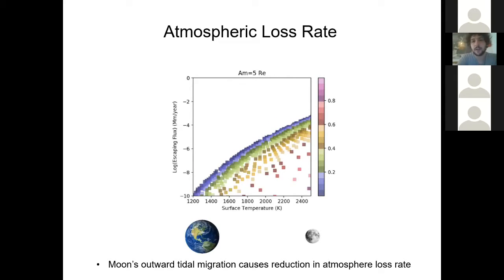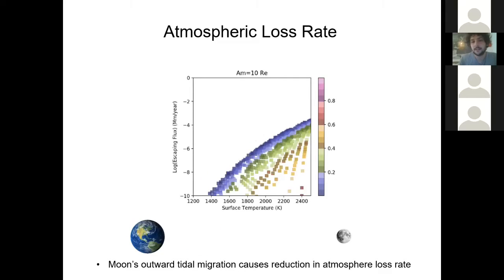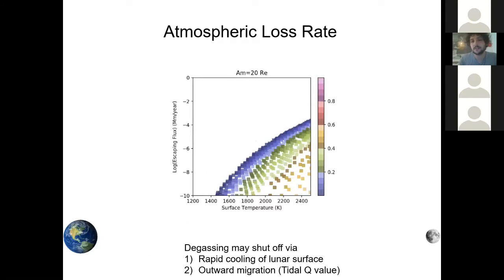So then what we have, if we move the moon further away from the Earth, the escape flux decreases. And this is due to the effect that I mentioned earlier, in the sense that if the moon is closer, then the Earth's tides are more powerful, and we can attract more of the lunar atmosphere that escapes. And so this is the general property. As the moon moves further away, the amount of atmospheric escape decreases.